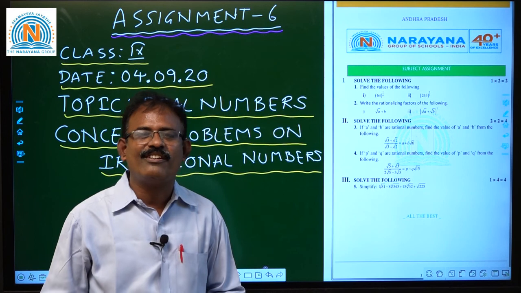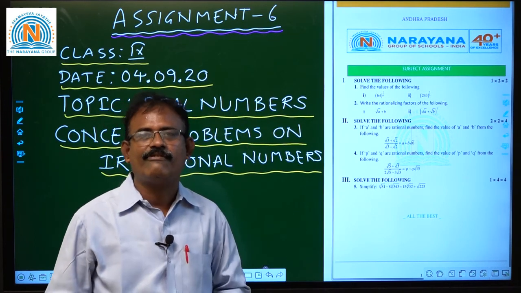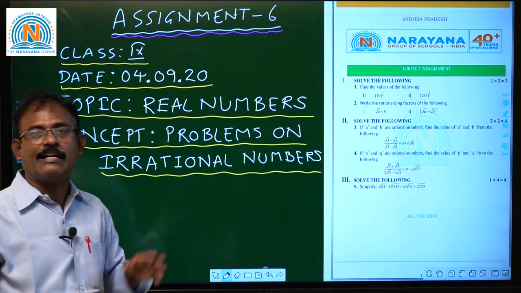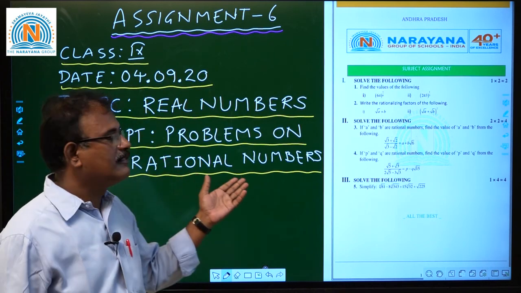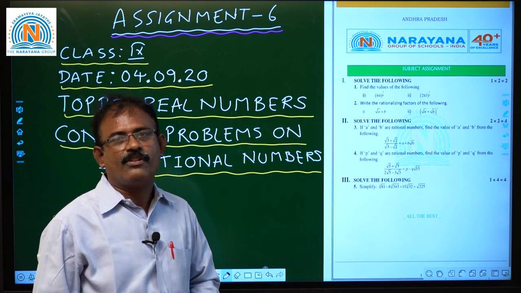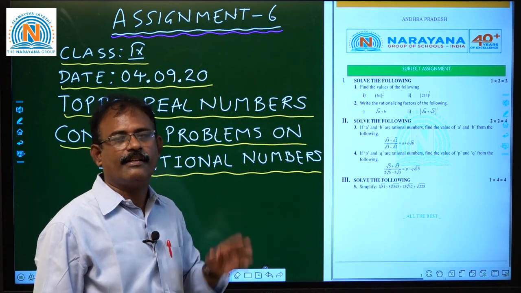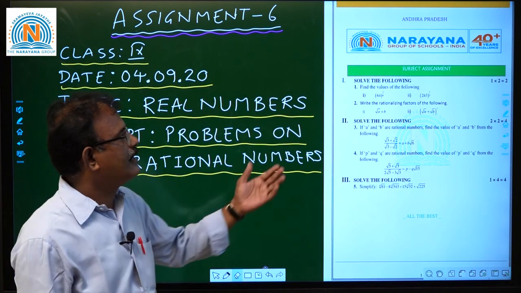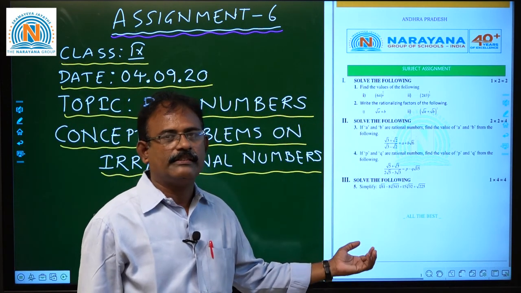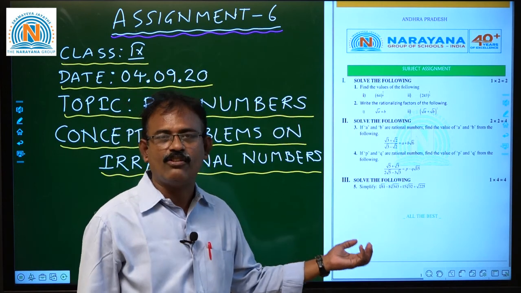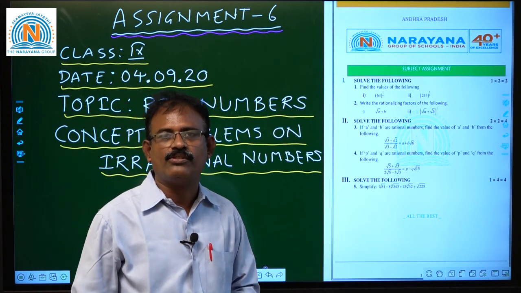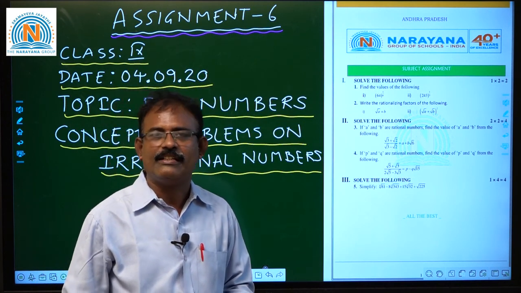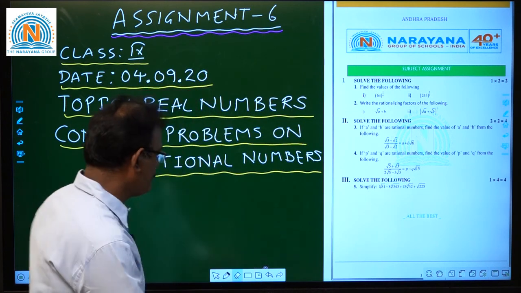So today we are going to discuss assignment number 6 for class 9th, dated 4th September. The topic is real numbers and the concept is problems on irrational numbers, children. This assignment consists of 3 Romans: the first Roman has 2 questions of 1 mark, the second Roman has 2 questions of 2 marks, and the third Roman has 1 question of 4 marks. Let us come back and join with me.